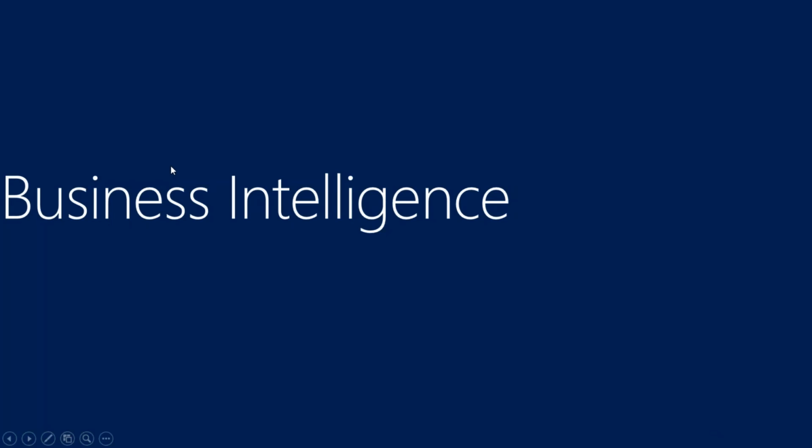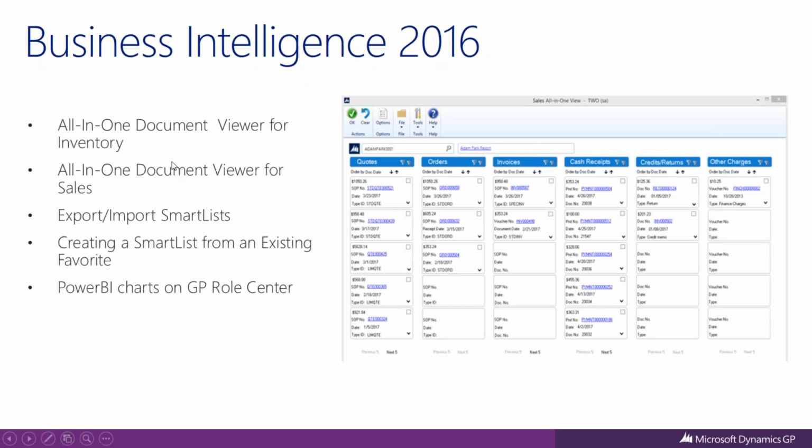And we're going to talk a little bit about business intelligence. One of the things that I know we've been asking for years, and they're finally delivering it, there's an all-in-one document viewer, and we're going to take a look at that in a second, because the 2016 enhancements were really for the sales documents and the inventory documents. The purchasing document all-in-one viewer actually came out with 2015 R2. So we'll take a quick look at those, let you get a feel for them.